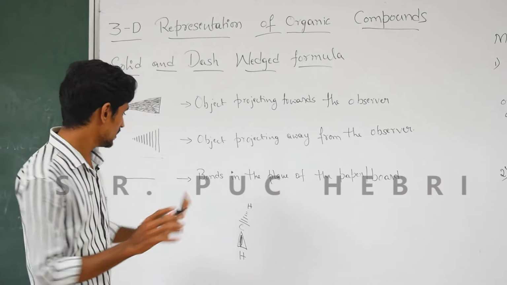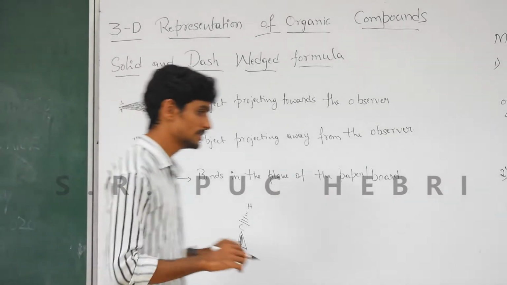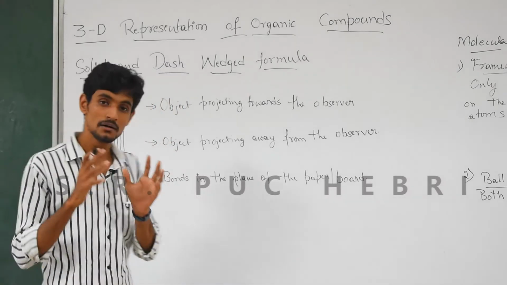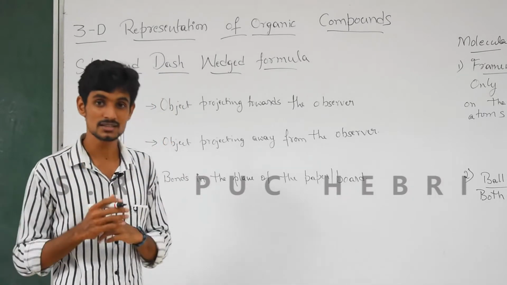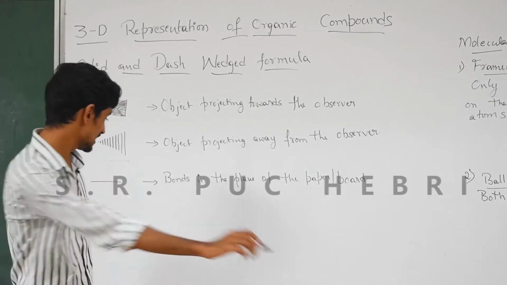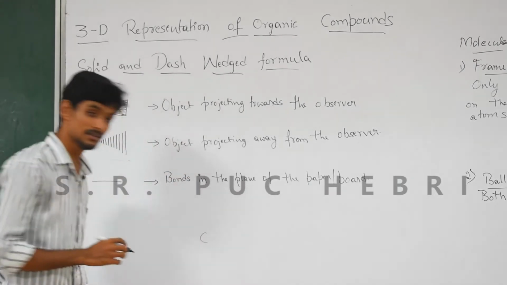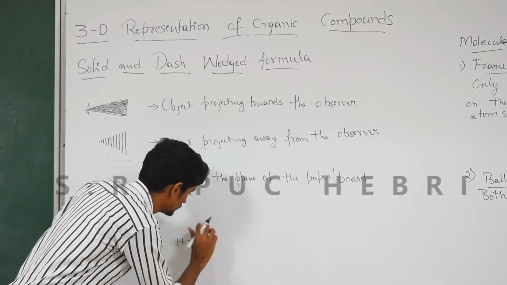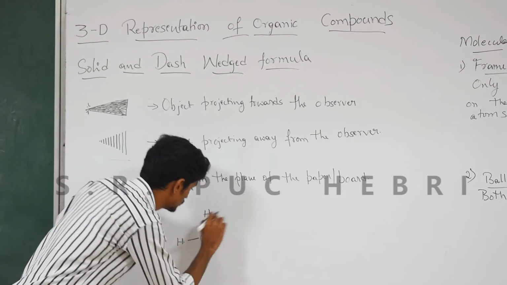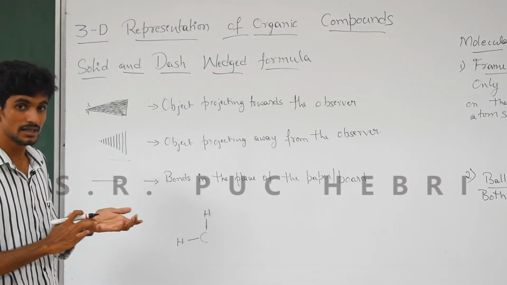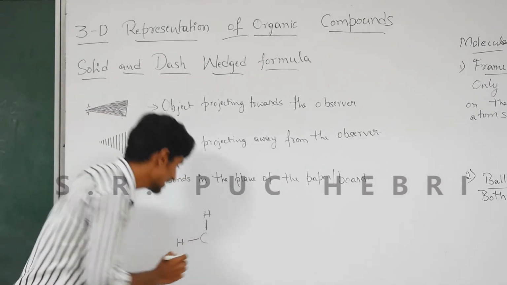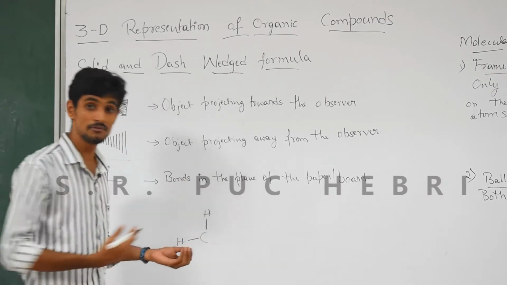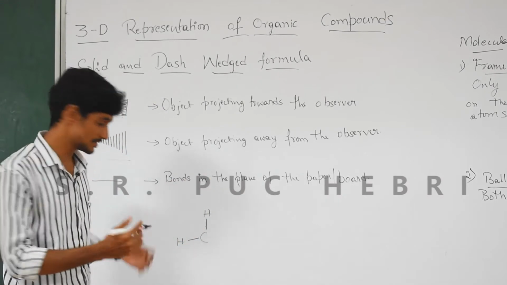Now I will write the structure of methane here. In earlier sessions we discussed the structure of methane, and I told you that the structure of methane is tetrahedral. That means in methane, two hydrogens are present in the plane, and two more hydrogens, one projecting towards you and one projecting away from you. How can we represent this?